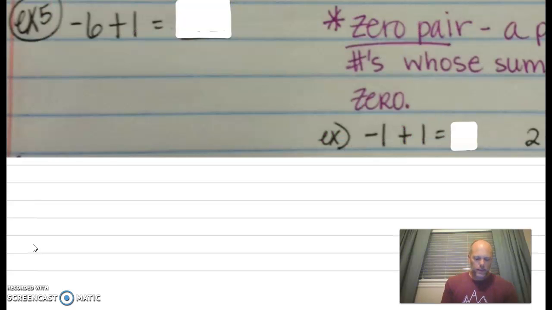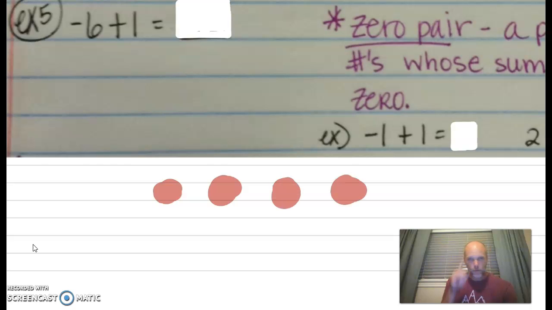So let's say, you know what? I'll even use colors. So here's an apple, an apple, an apple, and an apple. Okay, and let's say that these apples are negatives. Okay, and now let's get some oranges up in here. There's an orange, and there's an orange. Okay? And let's say these oranges are positive.